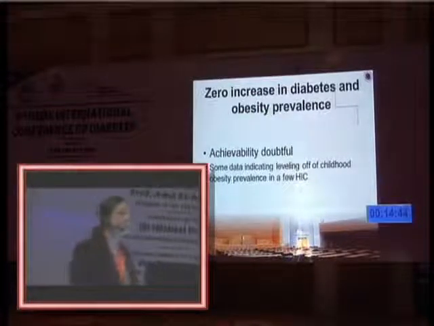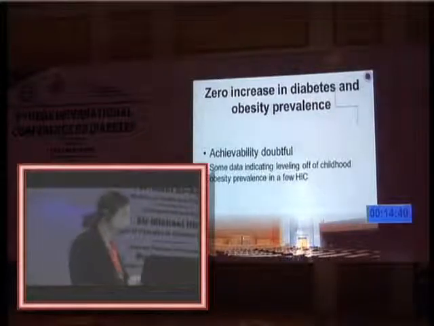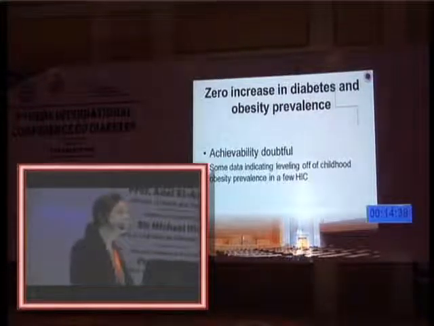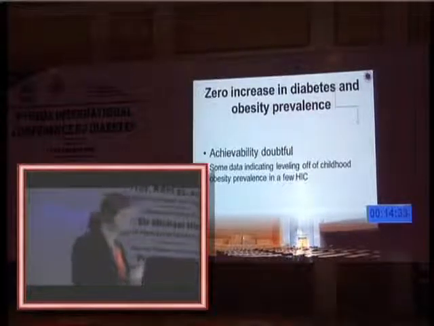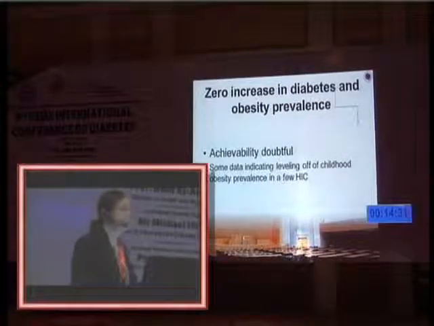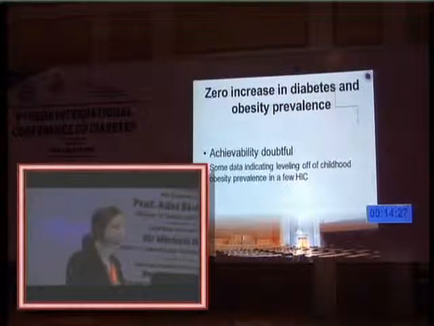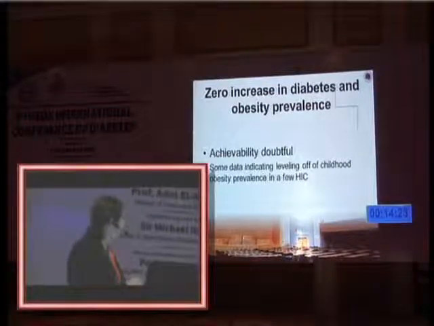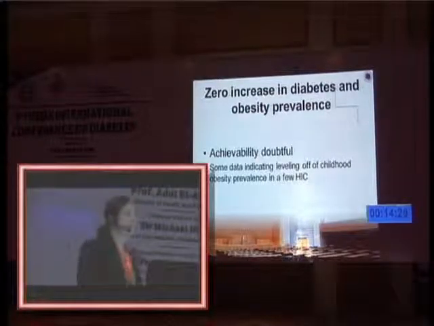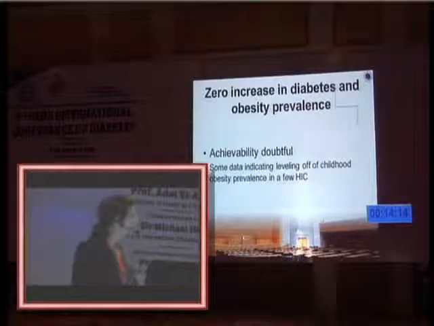Now, the diabetes target is a slightly tricky one, and it came in at the last moment as an inspirational target, because this is the only target that the achievability is doubtful, because nobody has ever succeeded to do it. Nobody has reduced the prevalence of diabetes. There is some data indicating that childhood obesity is not going up anymore, but it's certainly not going down anywhere.